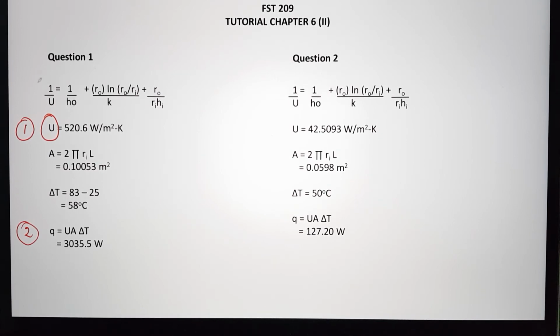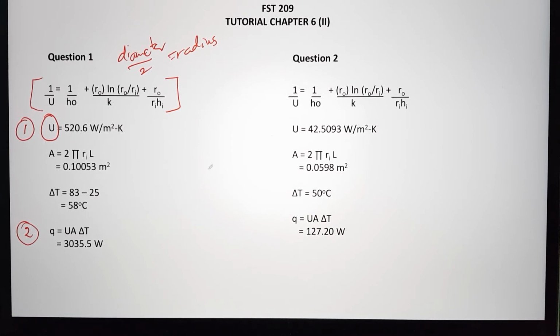Okay, in order to solve this particular problem, you need to use this particular equation, because this one involves tubing. For the tubing, we have the diameter, and from the diameter, you need to divide by 2 in order to get the radius. Diameter divided by 2, you will get the radius of the tubing.